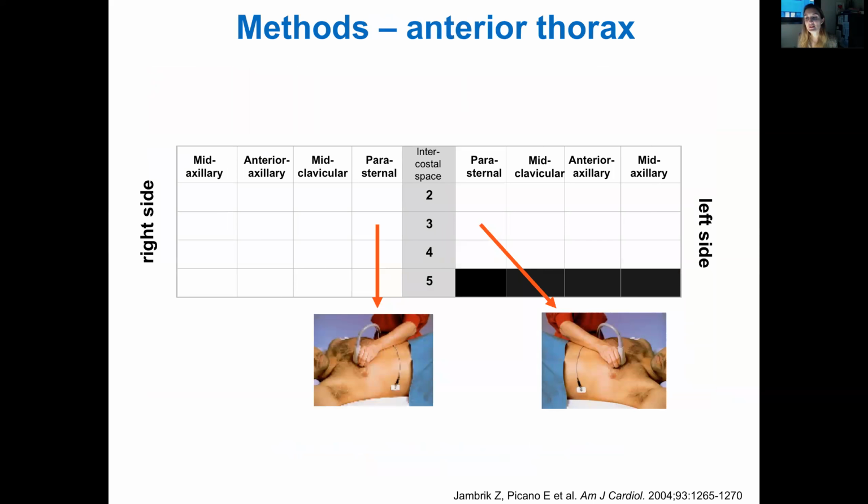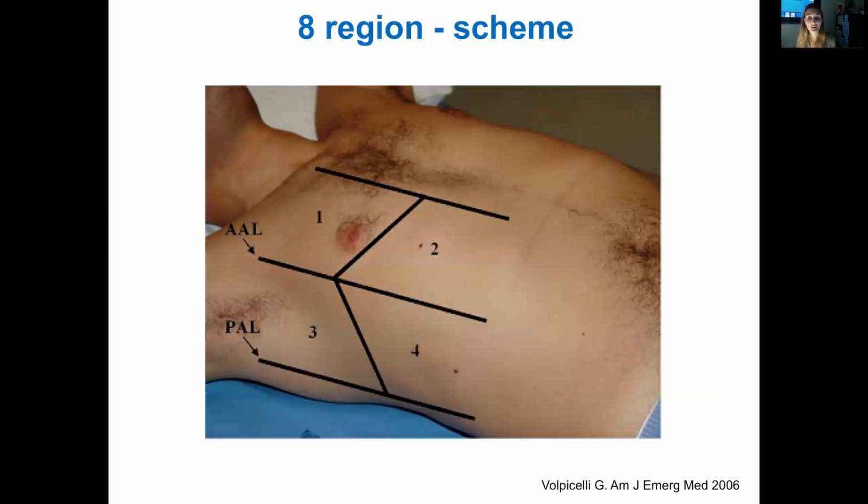And there is this very comprehensive scanning scheme we usually follow for our cardiological patients. This is very useful for follow-up, but it's quite long and time-consuming if you're not very expert. So you can always use this 8-region scheme that was proposed by Giovanni Volpicelli, and in this case you choose the worst scenario for each region of both lungs, and this allows you also to have a kind of a semi-quantification of B-lines in a quicker time.